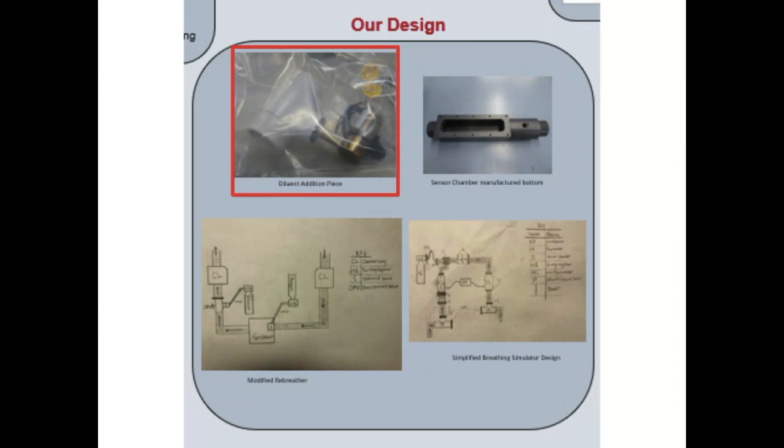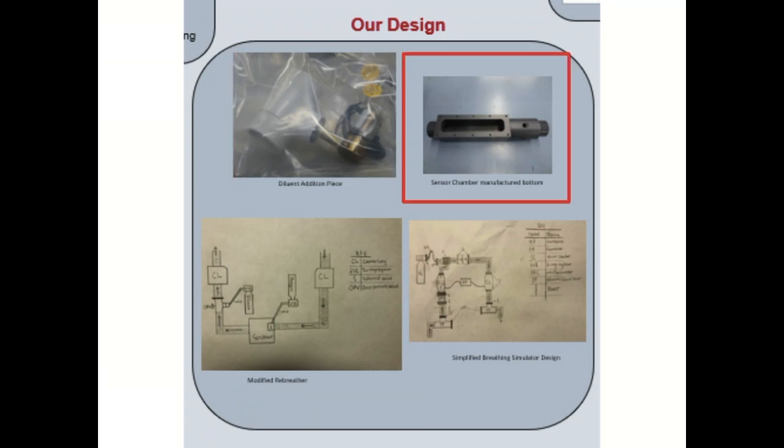Our modifications to the rebreather include replacing the current solenoid valve on the carbon dioxide scrubber with a new solenoid valve. A diluent addition piece, which is depicted here in the red square, was created to allow for the control of the diluent addition by the team and includes a T-piece that the regulator would connect to, as well as a solenoid valve in the small branch, and the other ends would be attached to the rebreather hoses.